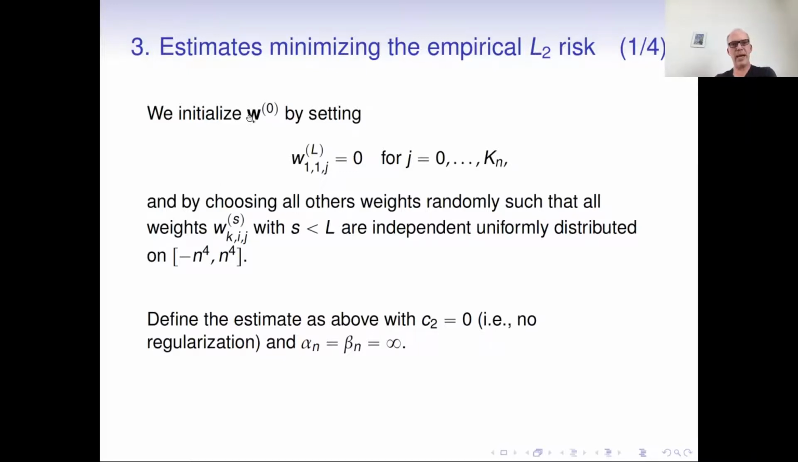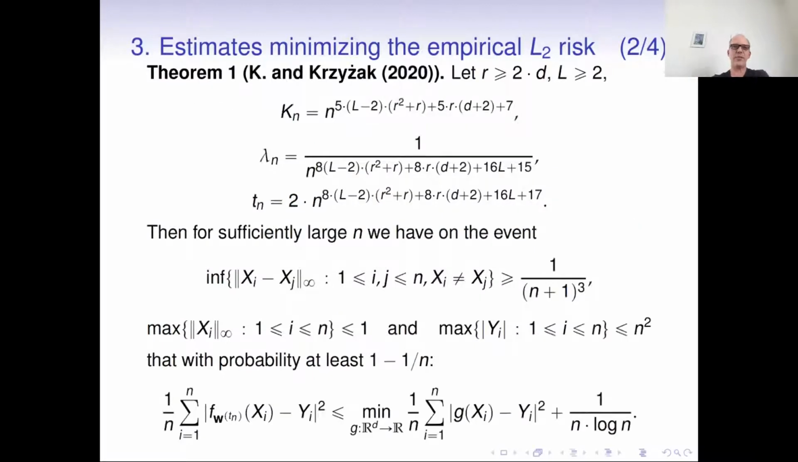Okay, what's the setting? I initialize the weight vector by setting all the output weights equal to 0, choosing all the inner weights from some uniform distribution such that all the components are independent, and the uniform distribution is on minus n to the power 4, n to the power 4, where n is the sample size. Then I find the estimate as above, with C2 in this case 0, so I need no regularization, and I need alpha n and beta n equal to infinity, so you don't need these truncation tricks at all. And then the first result is something from myself and Adam Krzyzak, which appeared, I think, this year or last year in Bernoulli.